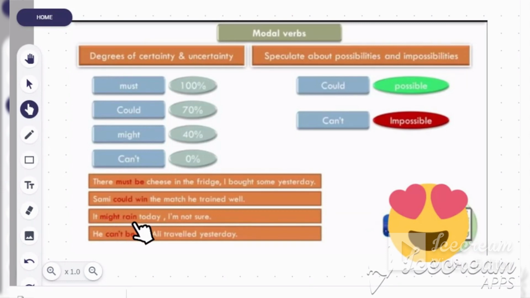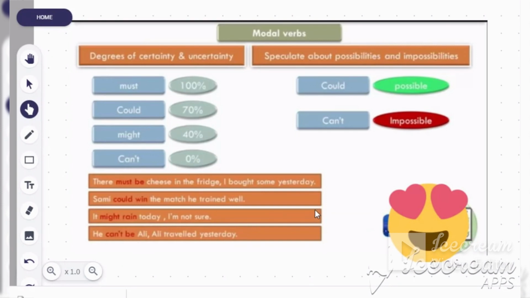It might rain today. I'm not sure. أنا مش متأكد. It might rain today. 40%. ليش؟ لأنه maybe I didn't see the weather forecast or there are no clouds in the sky. The weather is a bit cold, so I used might rain. He can't be Ali. Ali traveled yesterday. Okay. Can't be. ليش هون حكينا can't في مستحيل؟ لأنه Ali traveled yesterday. سافر امبارح. So he can't be Ali. Okay.